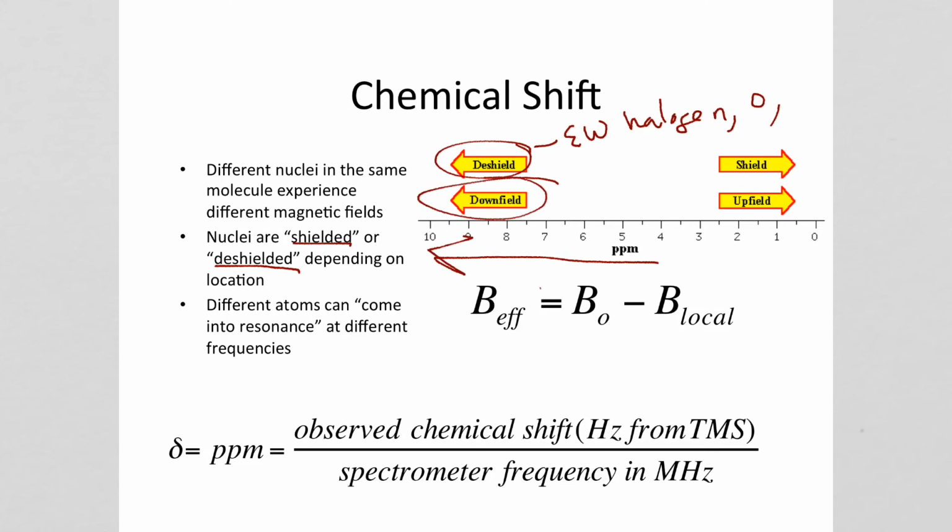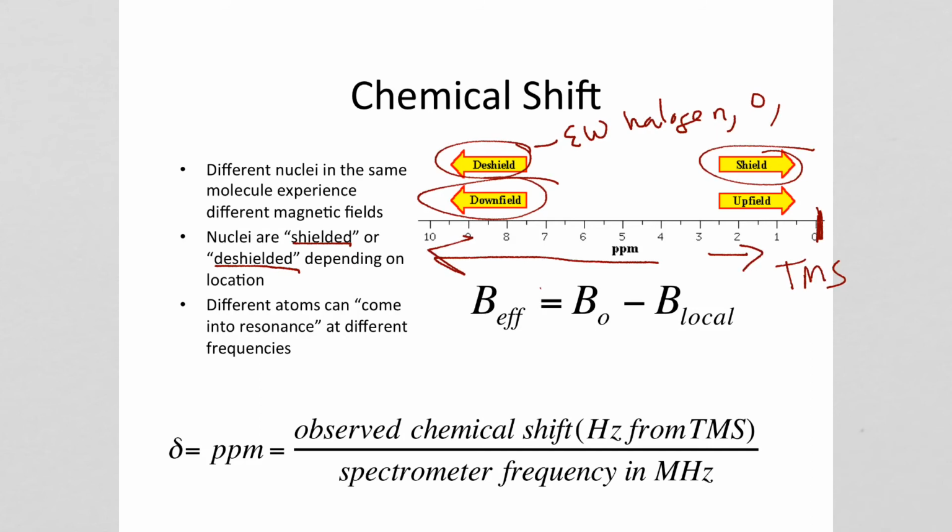So downfield means away from, we'll call it zero. That's where TMS, or tetramethylsilane, absorbs. So downfield refers to higher ppm, away from TMS. If an atom is surrounded by electron donating groups, or there are no electron withdrawing groups present, that is said to be shielded, and we find those absorbances upfield, or closer to TMS.